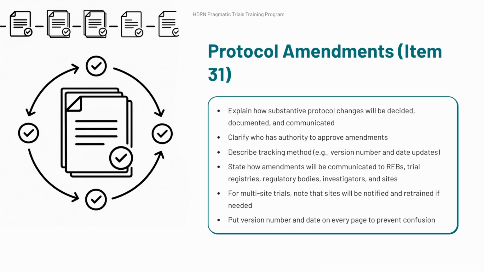Item 31 covers protocol amendments. This is where you explain how substantive changes to the protocol will be decided, documented, and communicated. The protocol should state who has the authority to approve amendments and how changes will be tracked. It should also describe how amendments will be communicated to key parties, such as research ethics boards, trial registries, regulatory bodies, investigators, and participating sites. In multi-site pragmatic trials, note how sites will be notified and whether retraining will occur when changes affect procedures. Once an amendment is approved, make it clear that the updated version becomes the active protocol and that older versions will be retired to avoid confusion.